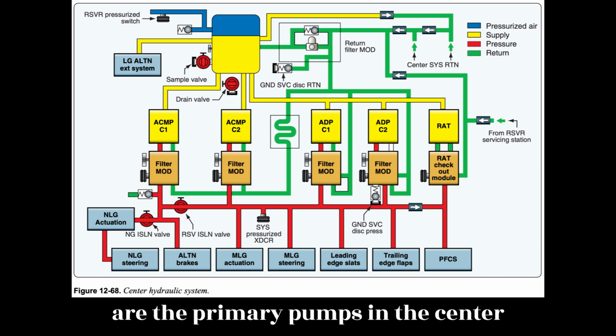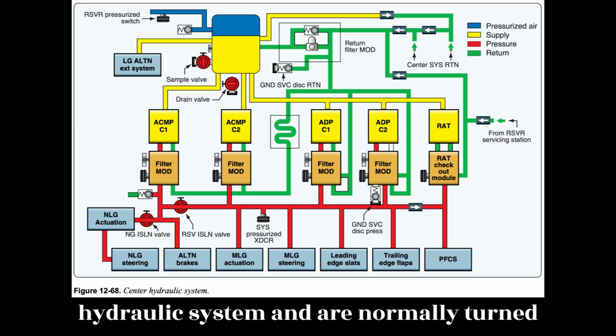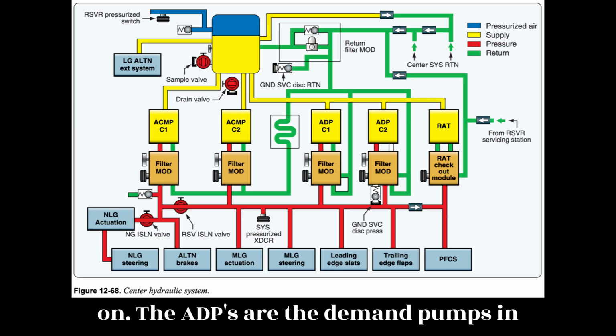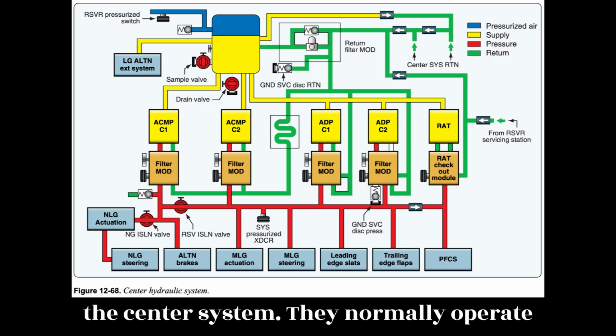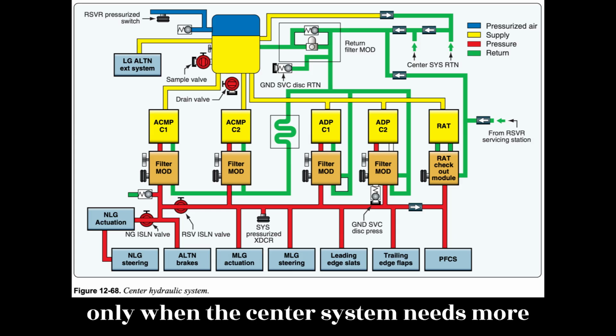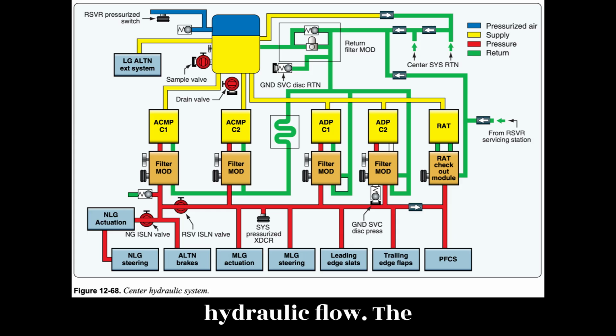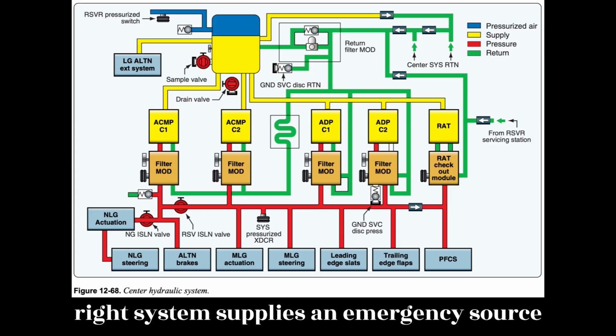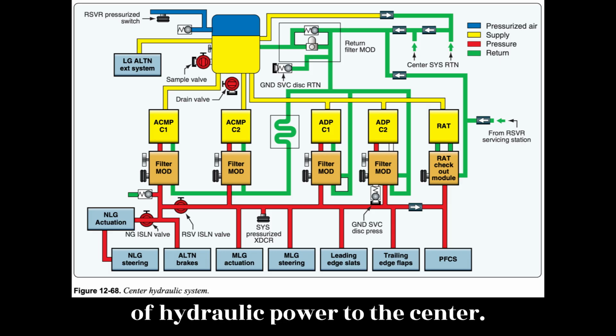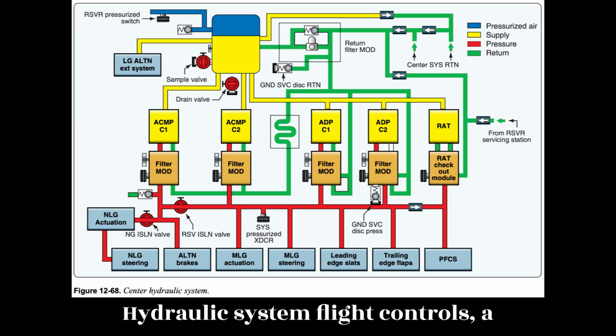The ACMPs are the primary pumps in the center hydraulic system and are normally turned on. The ADPs are the demand pumps in the center system. They normally operate only when the center system needs more hydraulic flow capacity. The RAT system supplies an emergency source of hydraulic power to the center hydraulic system flight controls.